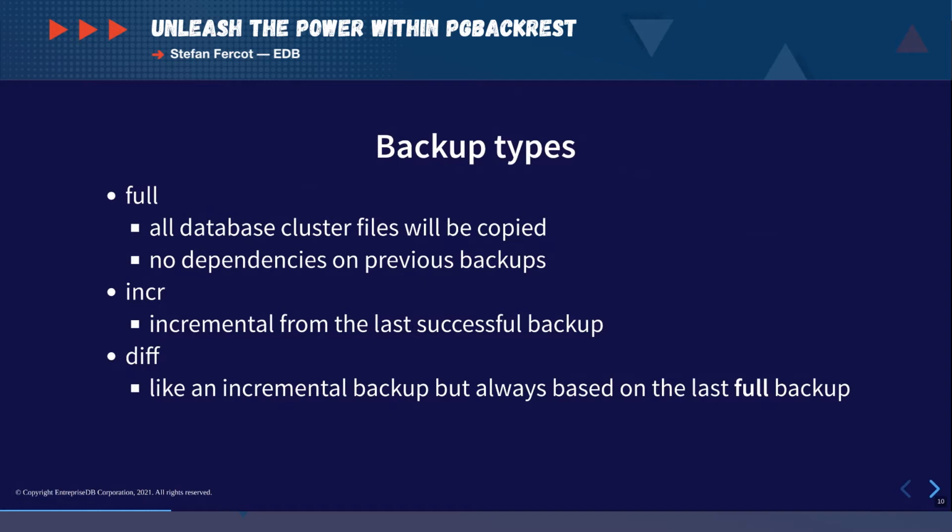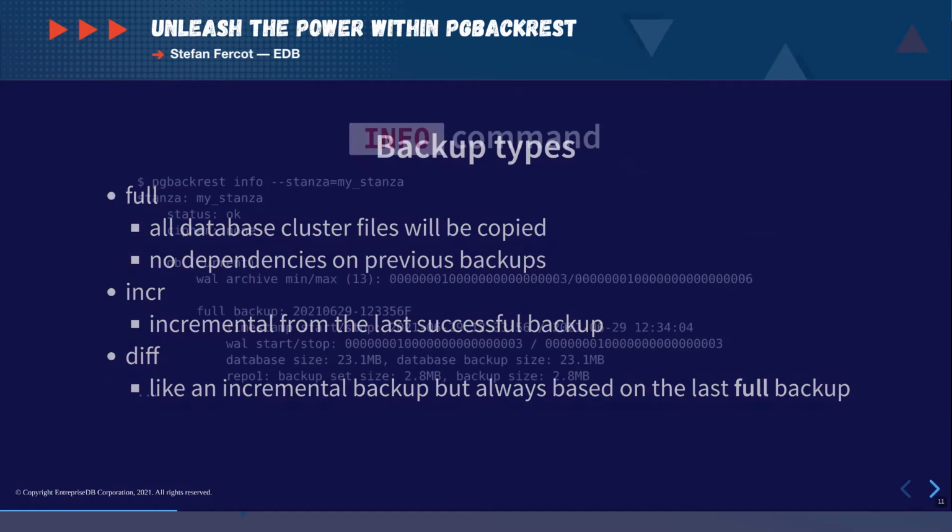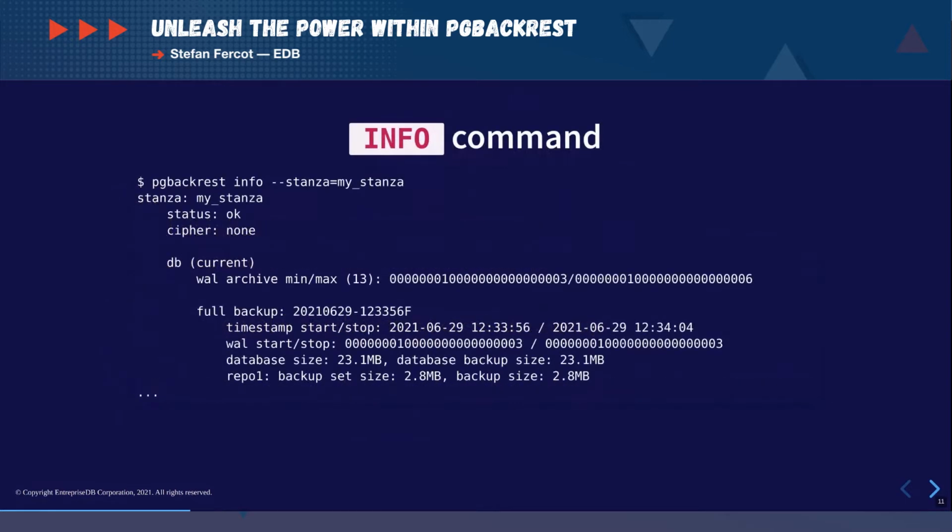Once you have taken your backups, your system is running with archives and so on, you might want to know what's inside your repo. To do so, use the info subcommand. The info command will give you an overview of what's inside your repo, an overview of your backups, when it was taken, what WAL files are related to it, and also the repo is split in two parts, the backups and the archives. So you will know what's the oldest archive in your repo and what's the latest one.